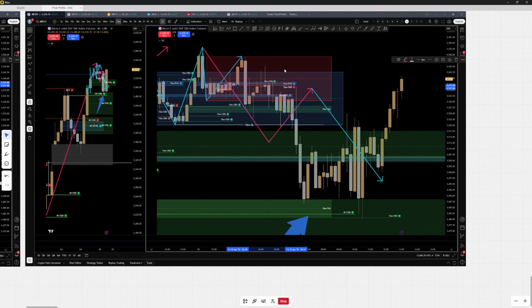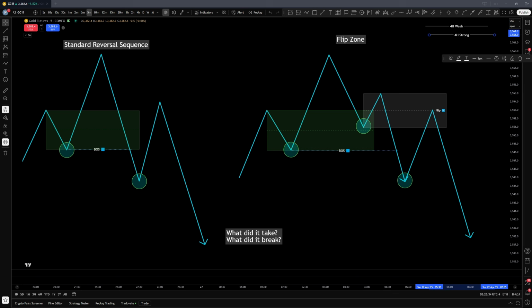So let's now go on to some examples, and I'm going to show you how to identify these, what they are, what they mean, and then I'm going to give you some more examples of how to use them. Okay guys, here we are on TradingView.